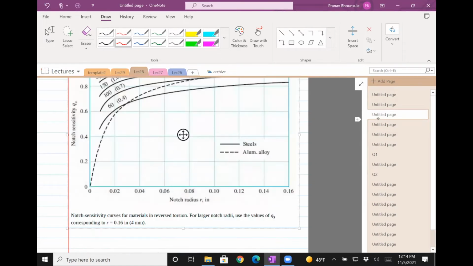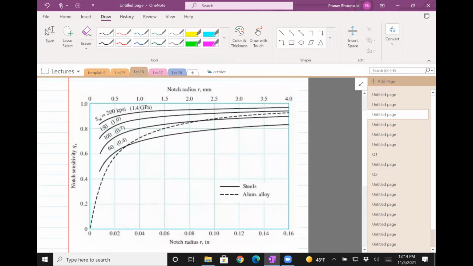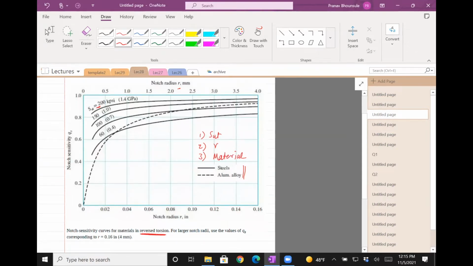The next one is the notch sensitivity in reverse torsion. Again, you do the same thing: figure out the ultimate strength, the notch radius, and the material. So S_ut is 1, r is 2, and 3 is material. Once you have these three things, you can find the value of q, which goes in step 2, and you can use that to find K.